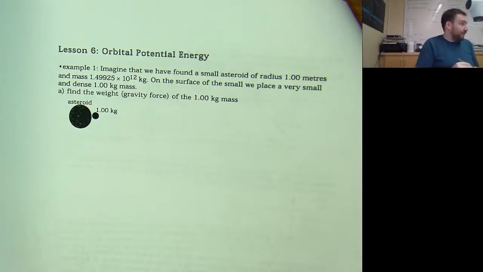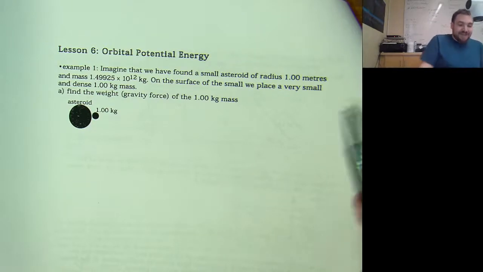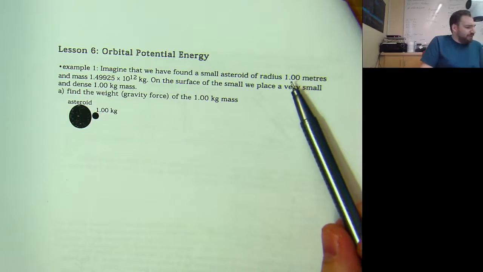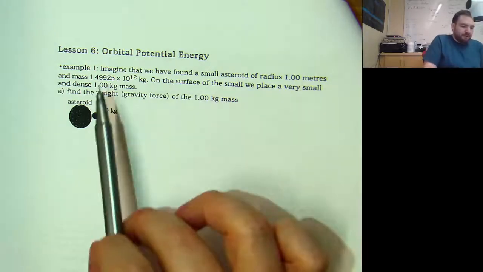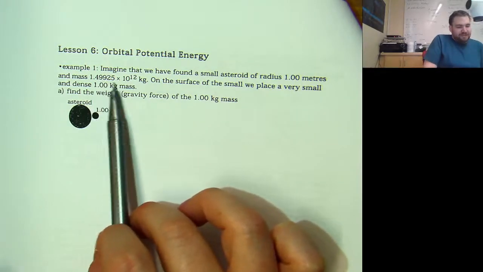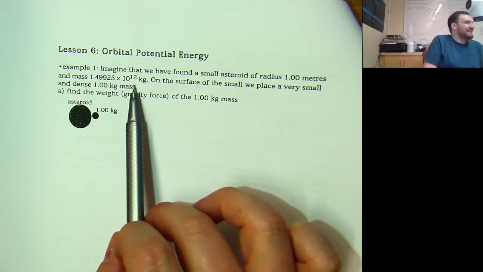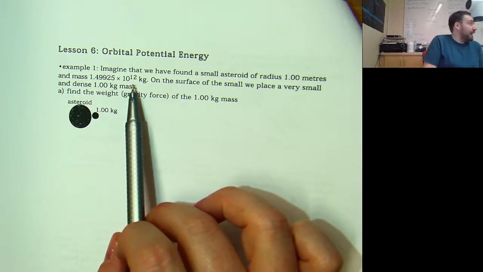Imagine with me, if you will, you have found yourself a small asteroid. It has a radius of 1 meter and a very particular mass: 1.499 times 10 to the 12 kilograms. This is a very dense, very small asteroid. Contrived, so it works out nicely for this problem.